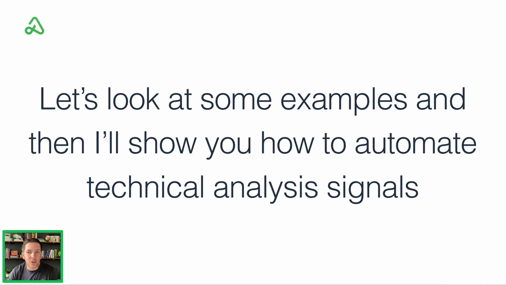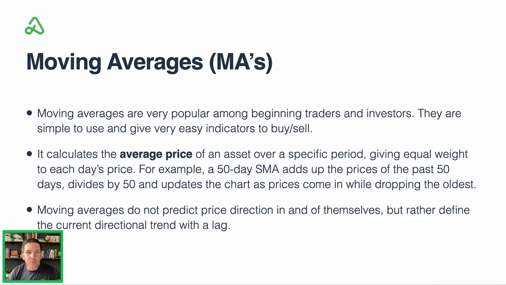And of course, I'll show you how to automate these signals once we're done here. But I just want to again show you some different examples of some of the more popular technical indicators. The first one that we're going to look at, which is the easiest one to understand if you're new to trading, is moving averages. There are generally two types: simple and exponential moving averages, just a small difference in the calculation. Moving averages are popular because, like I said, they're very simple to use. They give very clear, easy to understand buy and sell signals.